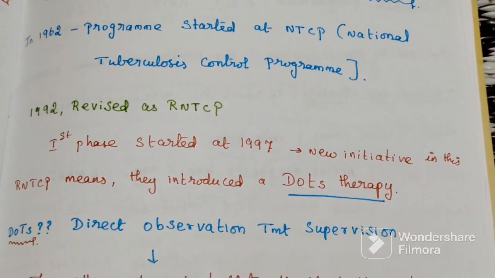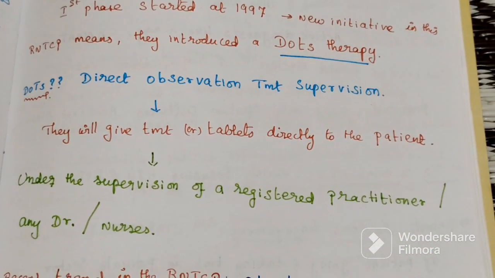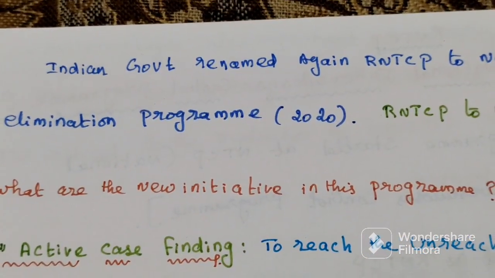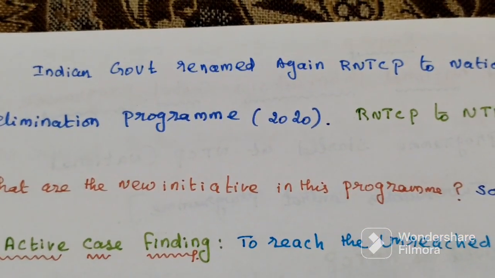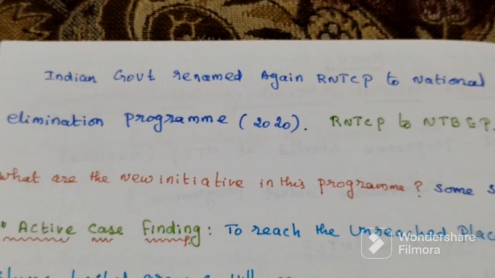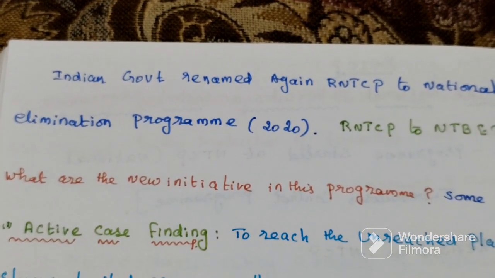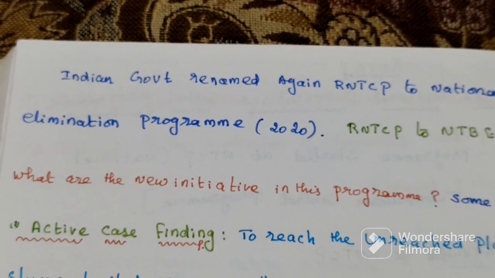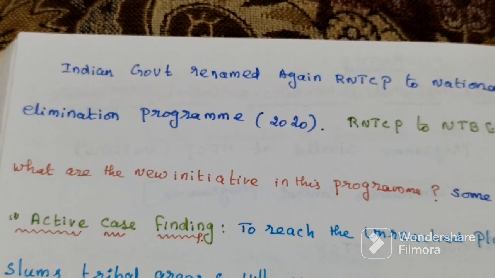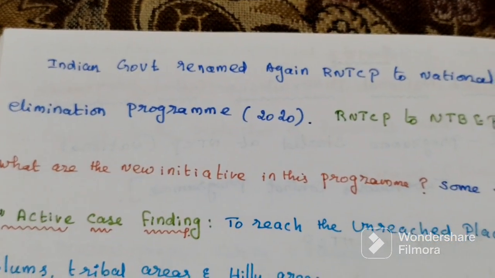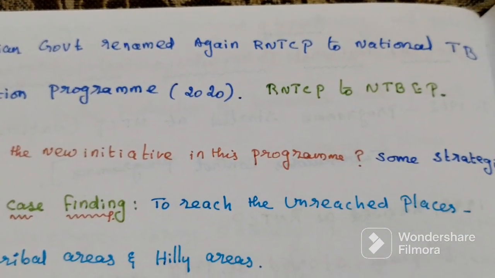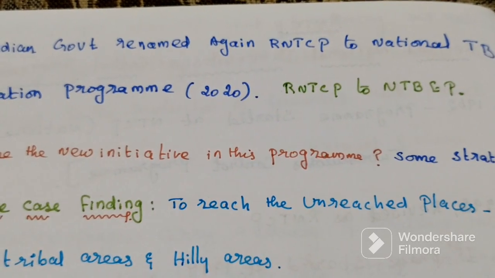RNTCP is one of the National Health Programs. DOT therapy is direct observation, treatment, supervision. For that, the Indian government started a program called the Strategic Plan for Elimination, officially in the year 2020. They renamed RNTCP to the National Tuberculosis Elimination Program in the year 2020.